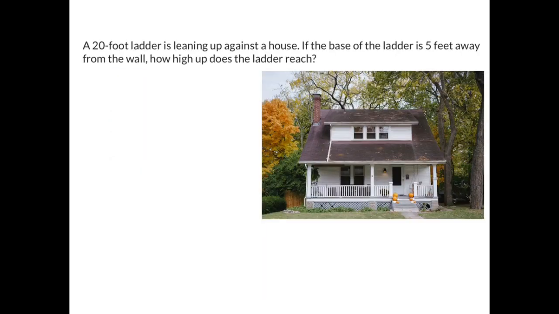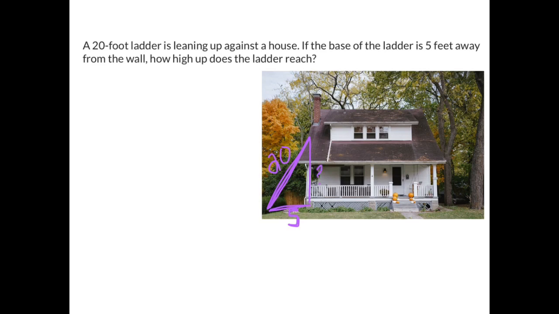Final example here, it says a 20-foot ladder is leaning up against a house. Okay, well I don't see a ladder here, so I see a house. Let's see, we got a 20-foot ladder, so it's leaning up against a house. So there's my ladder, and it is 20 feet, and the base of the ladder is 5 feet away from the house. So that's gonna be 5 feet, that's the ladder is 20 feet, and we are trying to figure out how far up this goes.